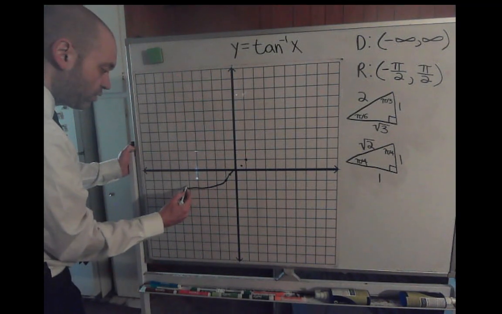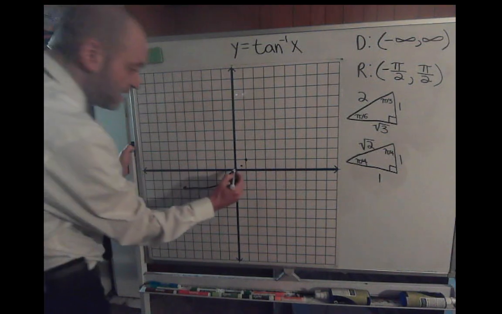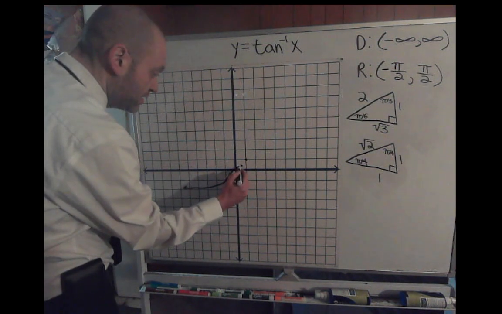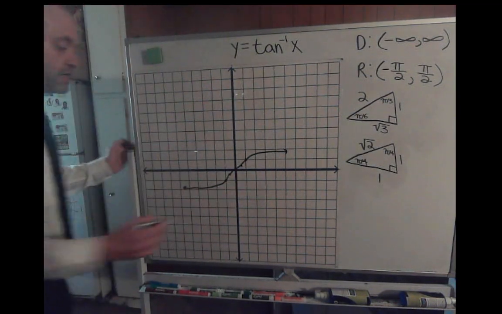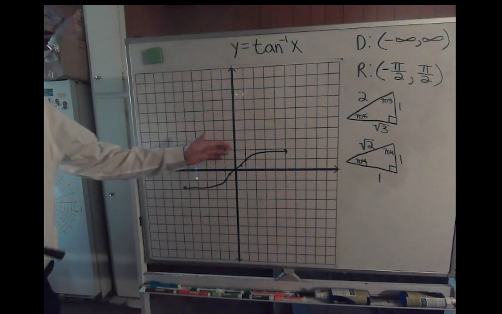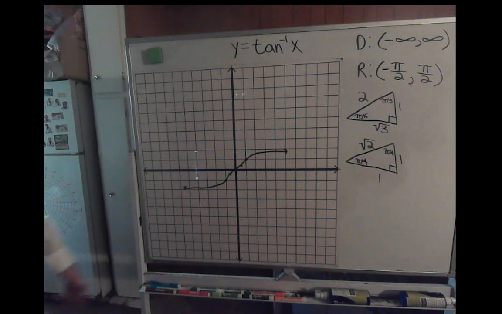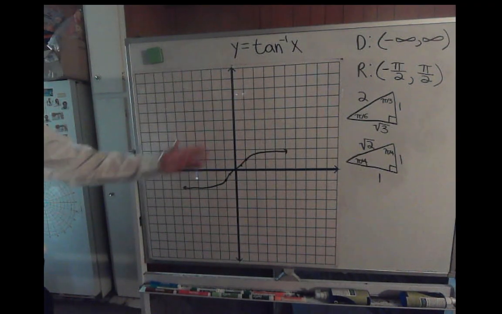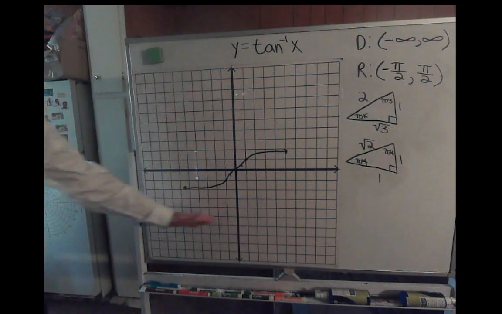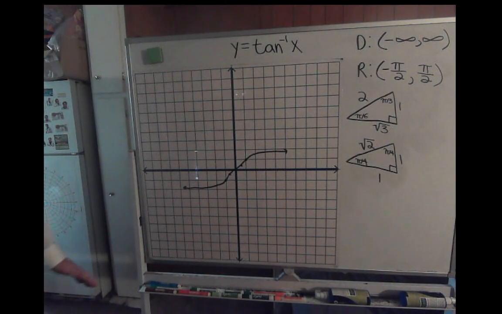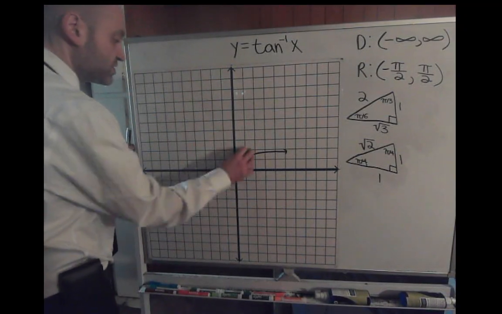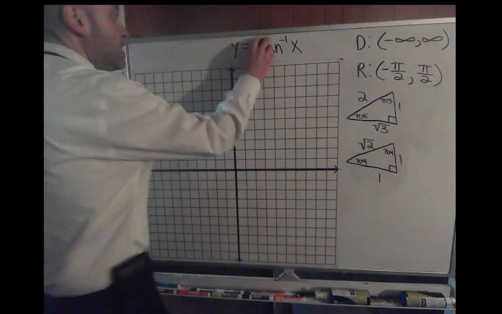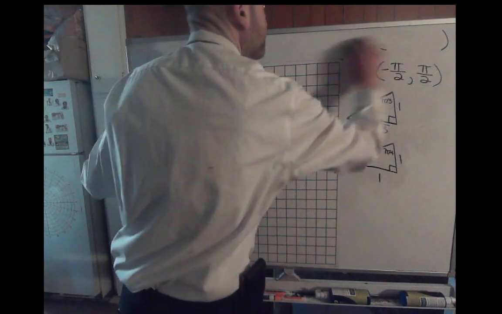You're going to have a horizontal asymptote at negative pi over 2. Then you'll have another horizontal asymptote at positive pi over 2. So it almost looks like a cube root function for your tangent inverse of x. You almost get what looks like a cube root function for the graph with your tangent inverse function. So we're going to do about 6 exercises here of graphing these.